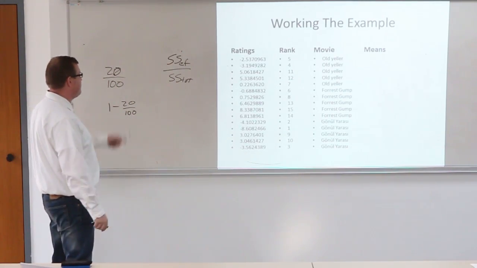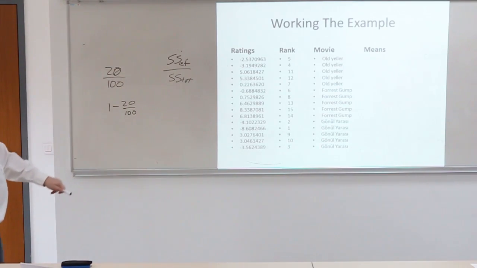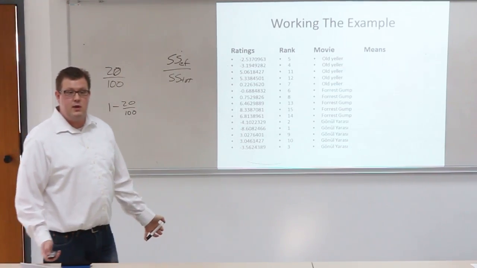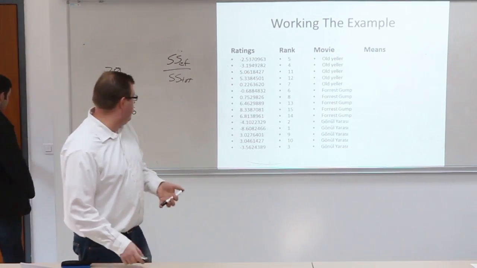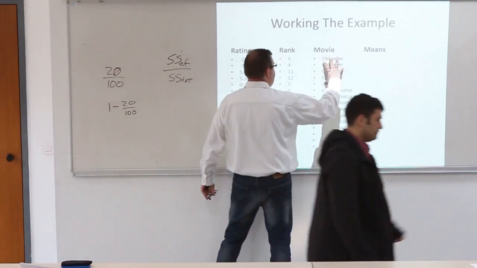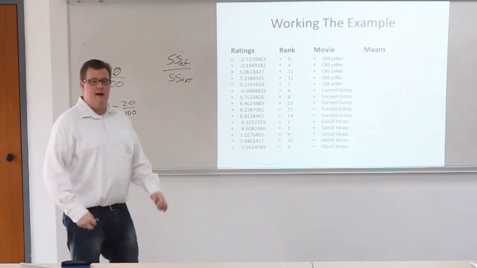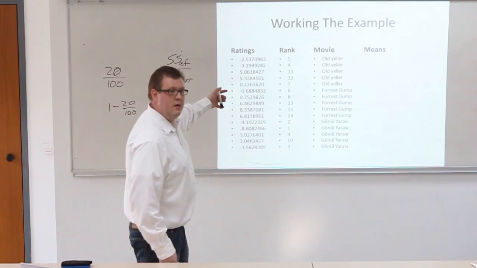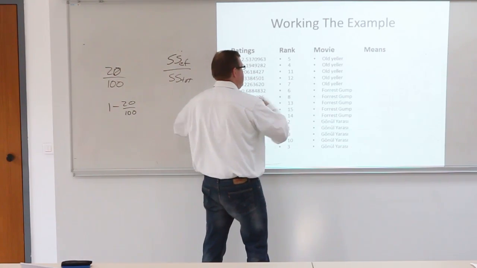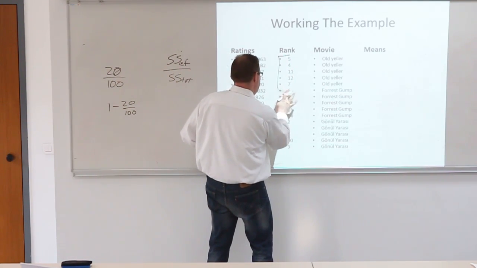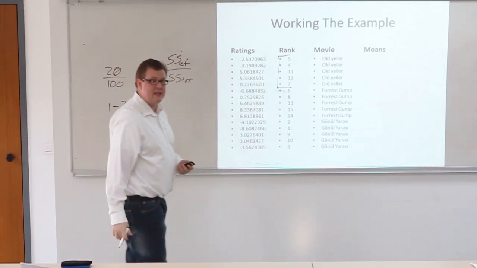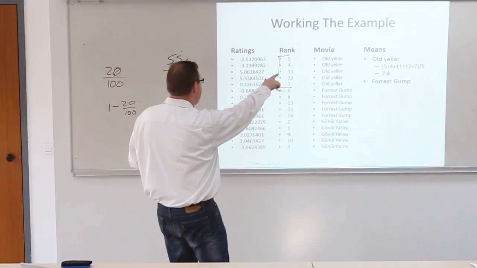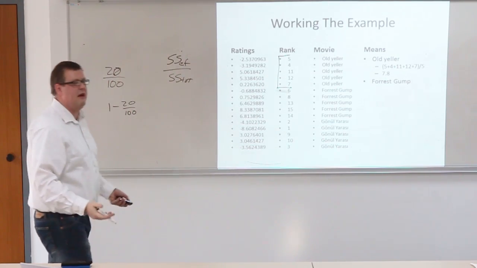Okay, so let's go through the example. We have our ratings for the movies. We already figured out what the ranks are for the movies, so now we need to figure out the means. We need to figure out the grand mean, and the means for each of these. So what is the mean rank for Old Yeller? You don't have to tell me the answer, but tell me how you would find it. Sum the ranks. So 5 plus 4 plus 11 plus 12 plus 7, divided by 5, that's 7.8.